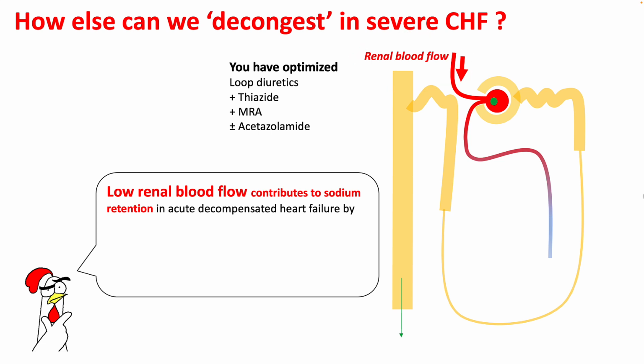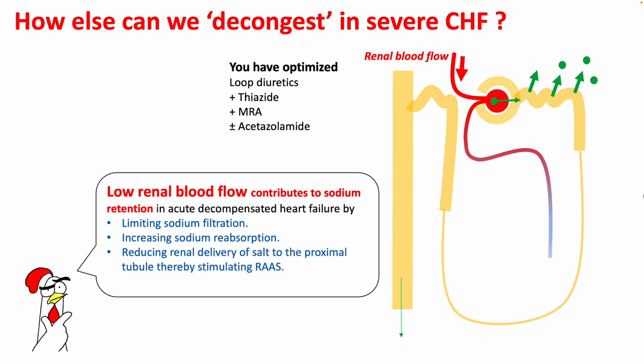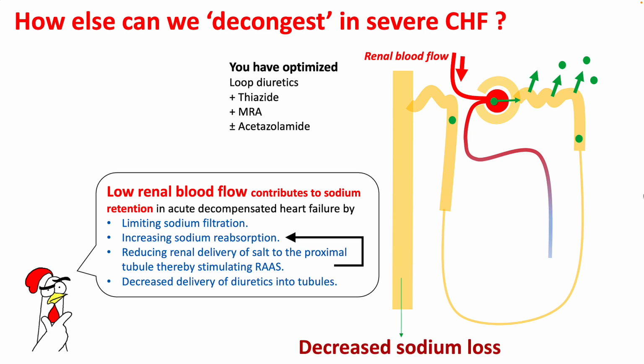Low renal blood flow contributes to sodium retention in multiple ways. It limits sodium filtration. It increases sodium reabsorption in the PCT. It reduces renal delivery of salt to the proximal tubule, thereby stimulating the renin-angiotensin system, and certainly decreases delivery of diuretics into the tubules. And all these factors will decrease sodium loss.